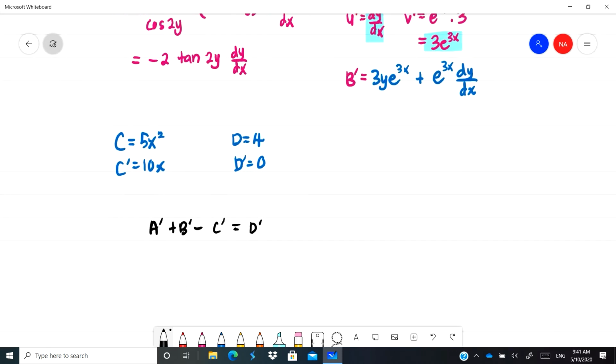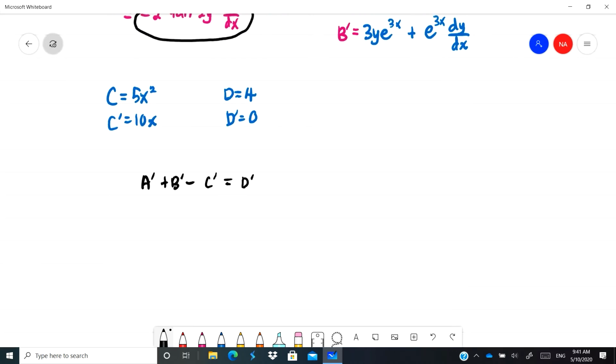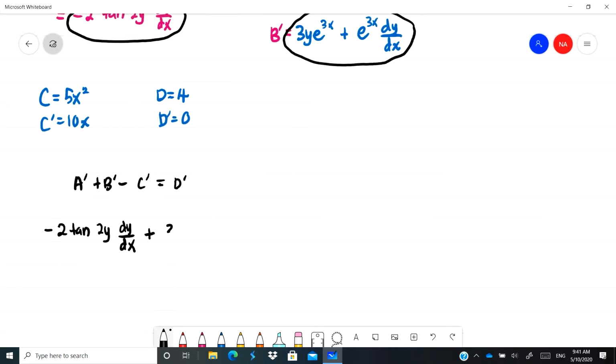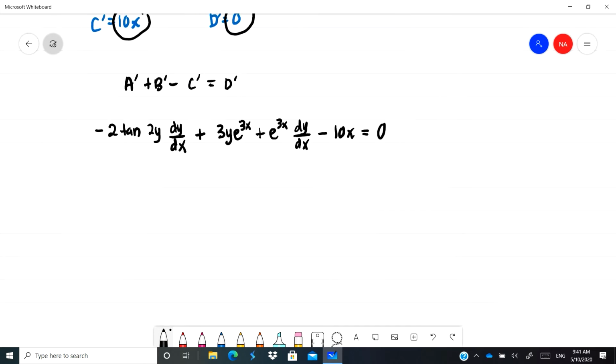I'm going to substitute with A prime first. This is A prime, negative 2 tangent of 2y dy over dx. And then we plus the B prime, which is this part here, 3y e to the power 3x plus e to the power 3x dy over dx. And then we minus the C prime, which is 10x, equal to D prime, which is 0.